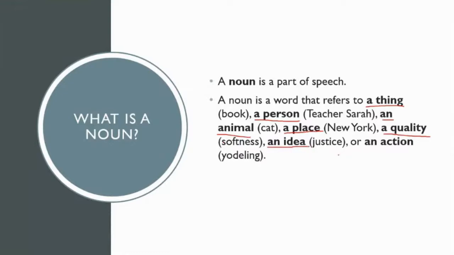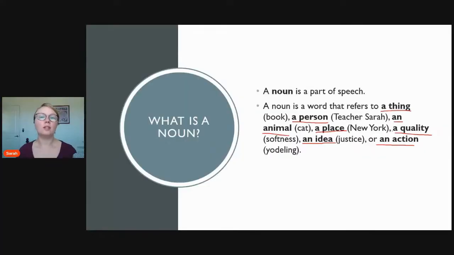Ideas like the word justice, or some actions like yodeling or running, things that may look like verbs, but we can also use them as nouns in sentences. For example, if I say, I like running, in that sentence, running would be a noun. This is something we've talked about before, how actions can be nouns. But usually in English, we say a noun is a person, place, or thing, and or an animal. So let's keep that in mind as we move forward.